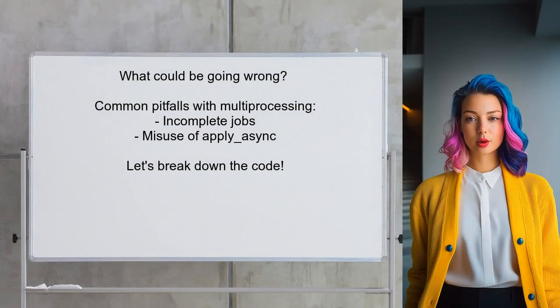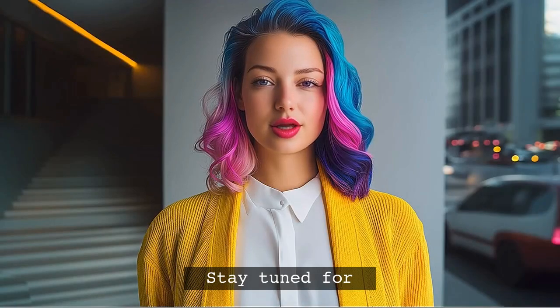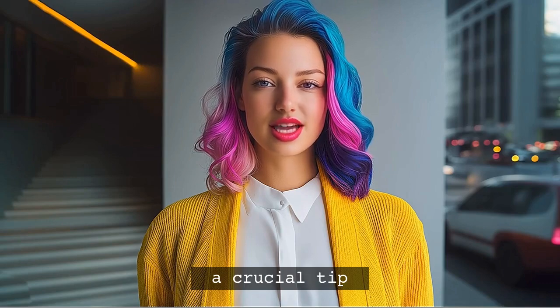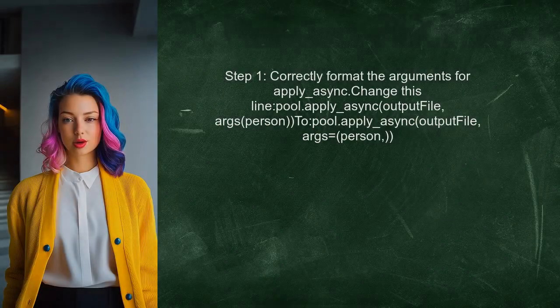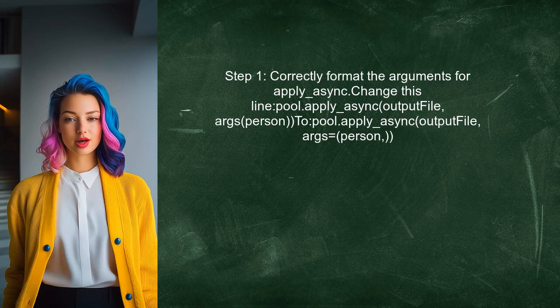When using multiprocessing, especially with apply_async, there are a few common pitfalls that can lead to incomplete jobs. We'll break down the code and identify potential issues. And stick around. I have a crucial tip at the end that can help you avoid these issues in the future.